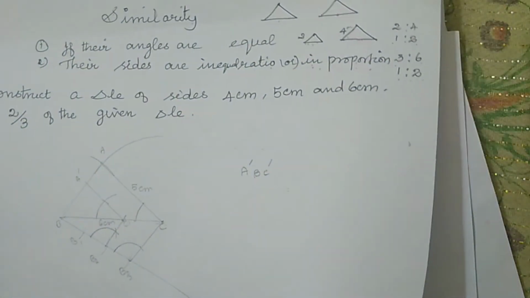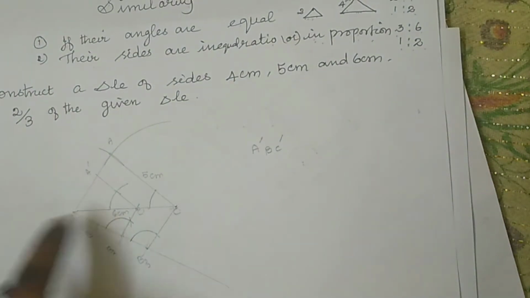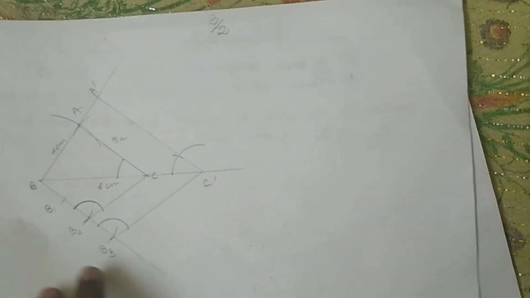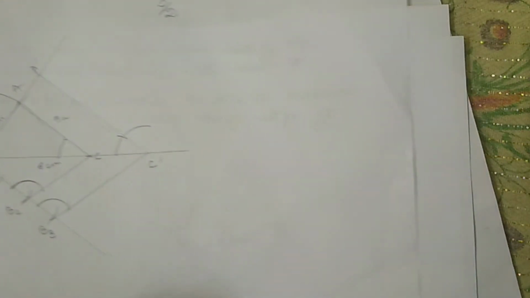Hope you are able to understand. The first sum is inside because it is smaller. Here for the second sum, it is outside because it is 3 by 2. Hope you are able to understand this.